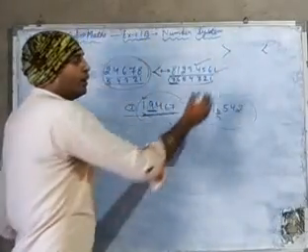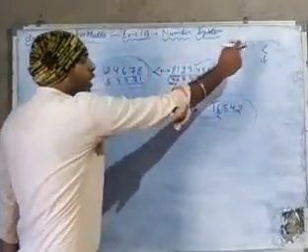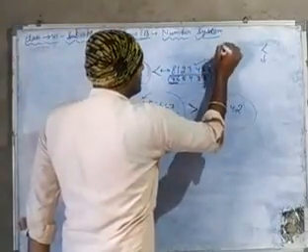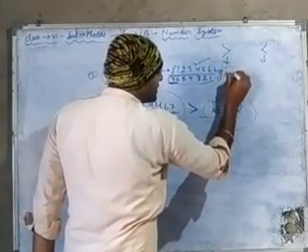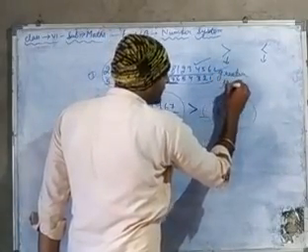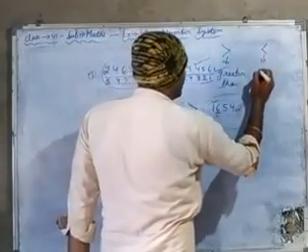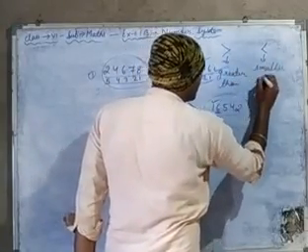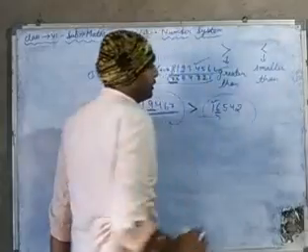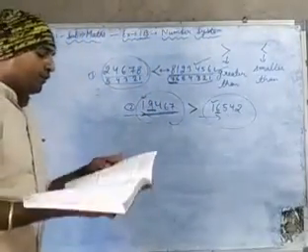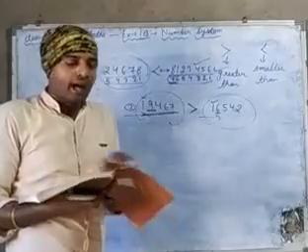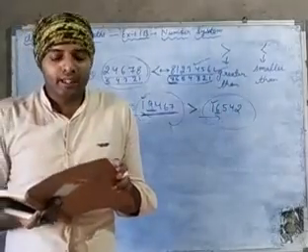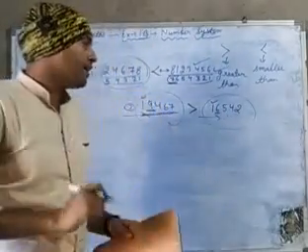And do you know what we call these symbols? The first one is greater than, and this one, what? Opposite of this, that is smaller than. Okay. Now we will start the next one, where we have to arrange the numbers in ascending order or descending order. So let's start.